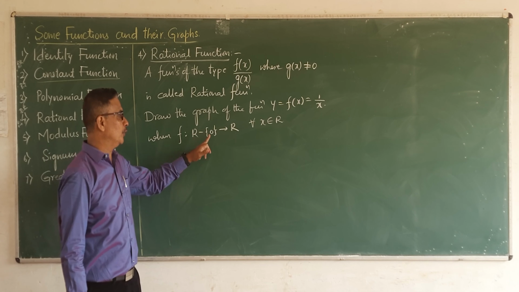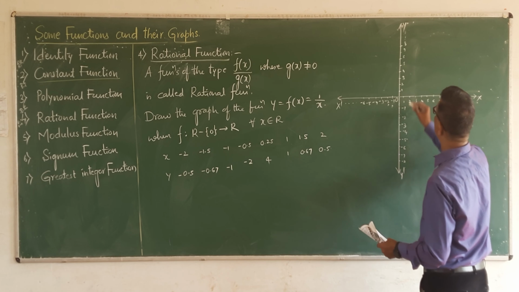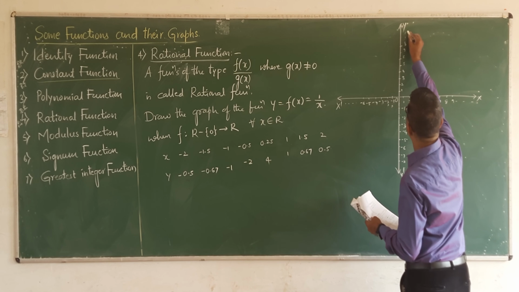To represent those points in the x and y axis plane, here x is minus 2, y is minus 1.5, this is minus 1, minus 1.5 is here, like this. Put x is minus 1.5, y value is minus 0.67. Now this is 0.5, 0.67 here. Then locate those points. All points clear the graph of the function like this.